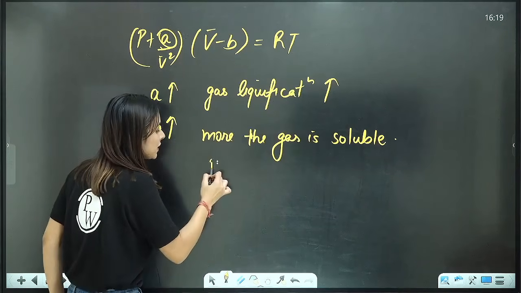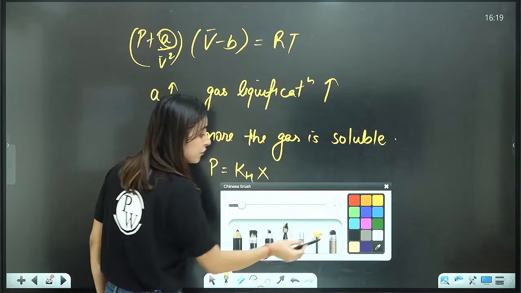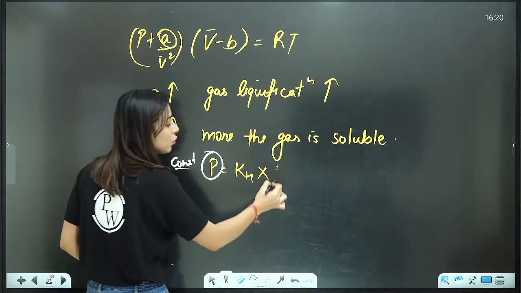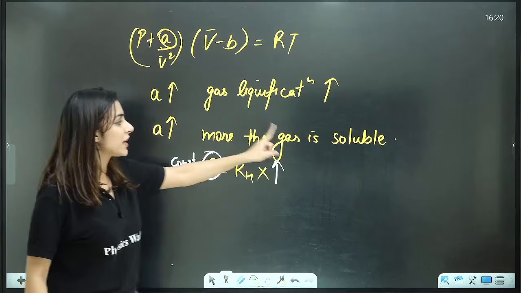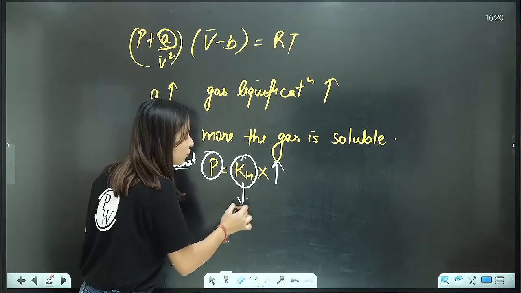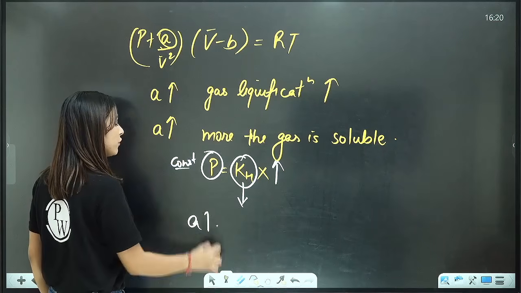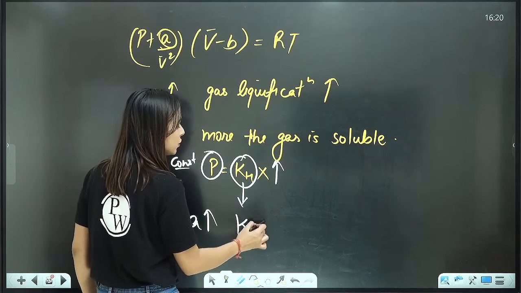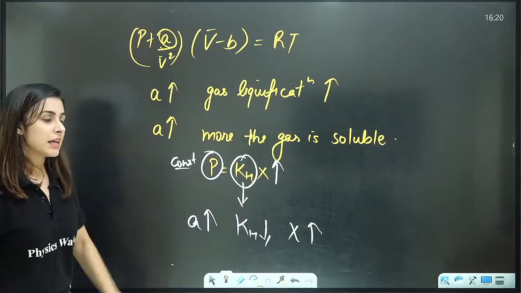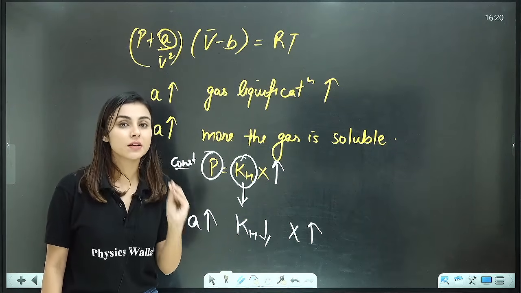And I know that P is equal to KH into X. Now, if we take this as constant, this is always taken as constant. And now if the gas is soluble, then the mole fraction is increasing. Then, my dear students, KH value would decrease. So you can say that as the A value of a gas increases, its KH value would decrease and its mole fraction would increase, right? This is a very important part from where conceptual questions are mostly made.